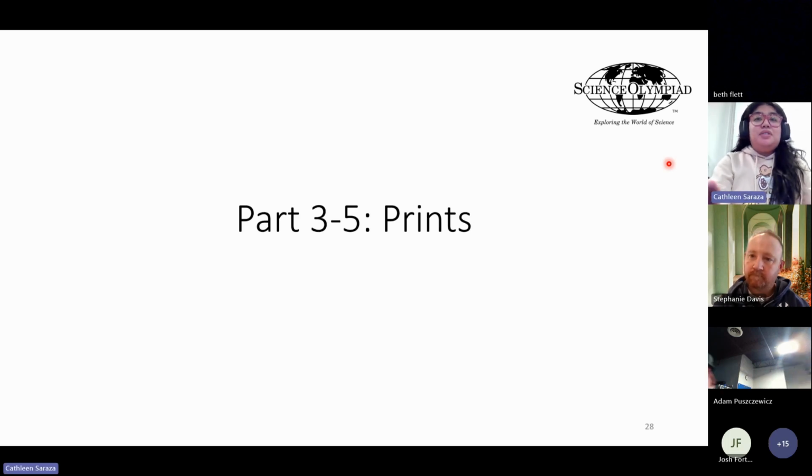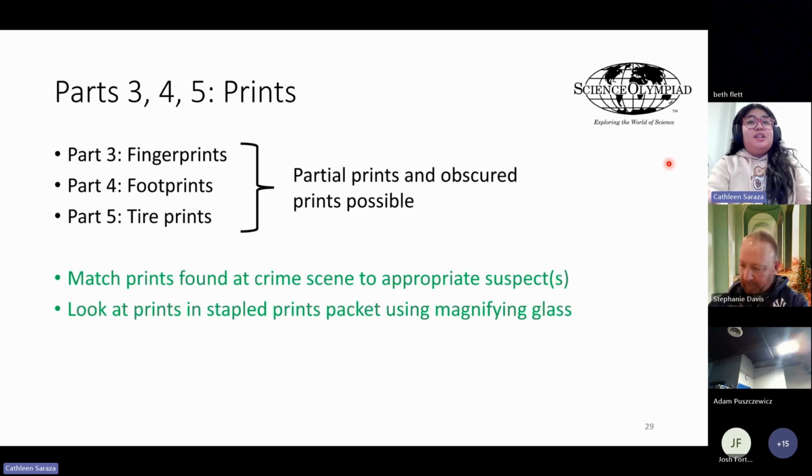So we'll move on to the prints portion. There are 3 different kinds of prints that the students will see in this event: fingerprints, footprints, and tire prints. Keep in mind that partial prints and obscured prints are possible when they're doing this event. And the objective is to match the prints found at the crime scene labeled prints 3, 4, and 5 to the appropriate suspect or suspects.